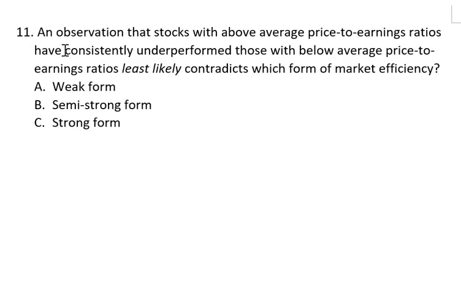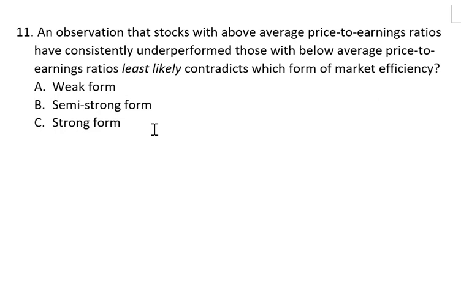Question 11. An observation that stocks with above average price to earnings ratios have consistently underperformed those with below average price to earnings ratios least likely contradicts which form of market efficiency? A. Weak form. B. Semi-strong form. C. Strong form.